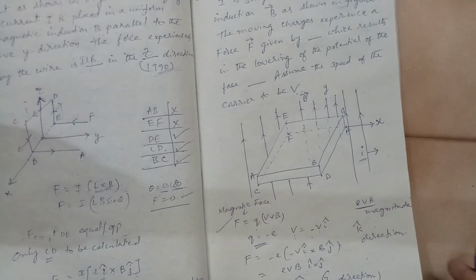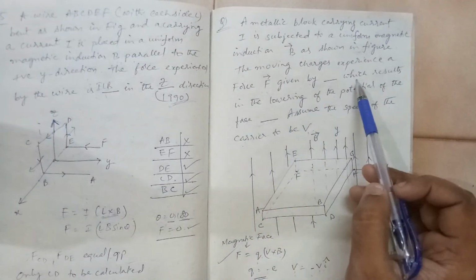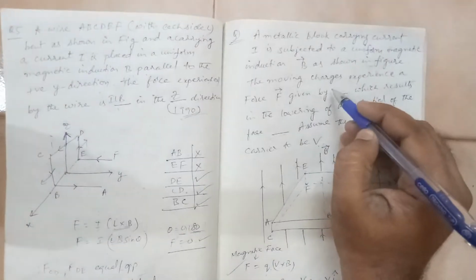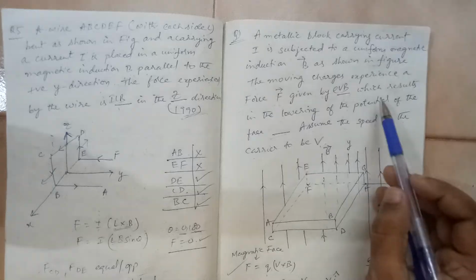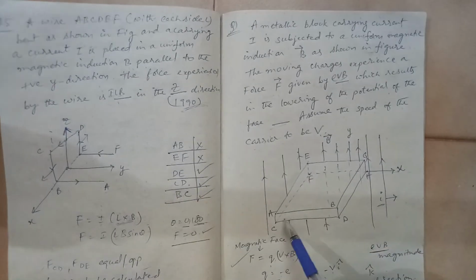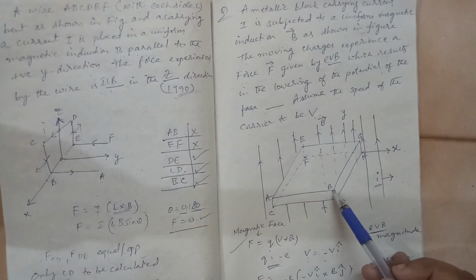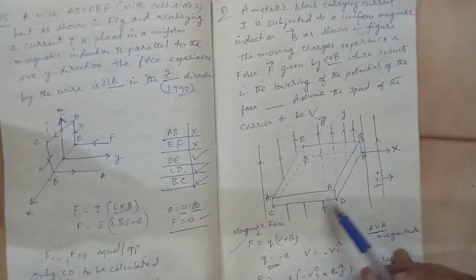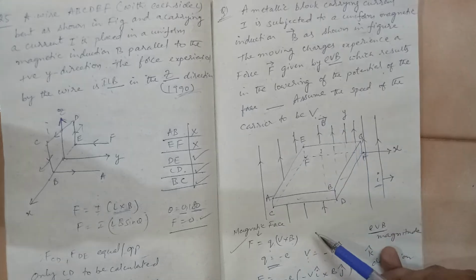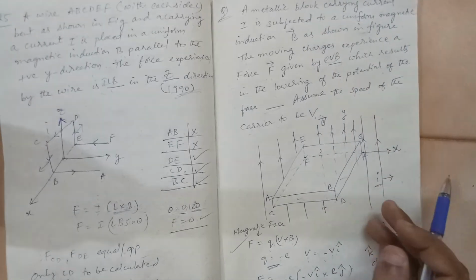Okay. Now in the second question he says that the force F given by this value EVB results in the lowering of the potential of the phase. There are how many phases? ABCD is there, and BGHD. This one, this one, this one, and this one, four, one on top and one on the bottom. Total 6 phases are there. He is saying that the potential of which phase is reducing.